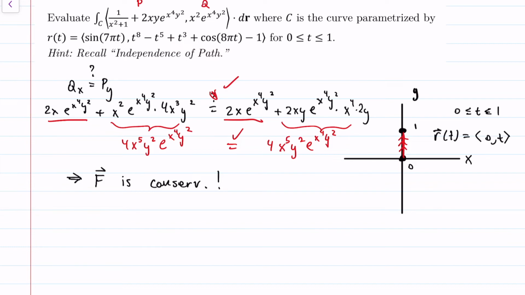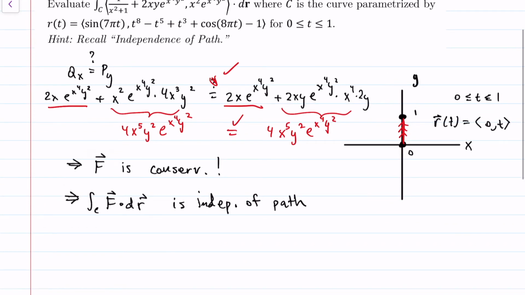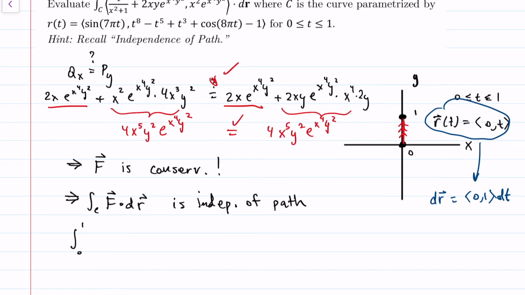Great. So that means the line integral along C of f dot dr is independent of path. So we can change C, instead of being the one described in the problem, to the one I described over here, 0, t. So now we'll find dr first. Notice that's the derivative of r. So dr is 0, 1 dt. And now we can write our integral with limits 0 to 1.